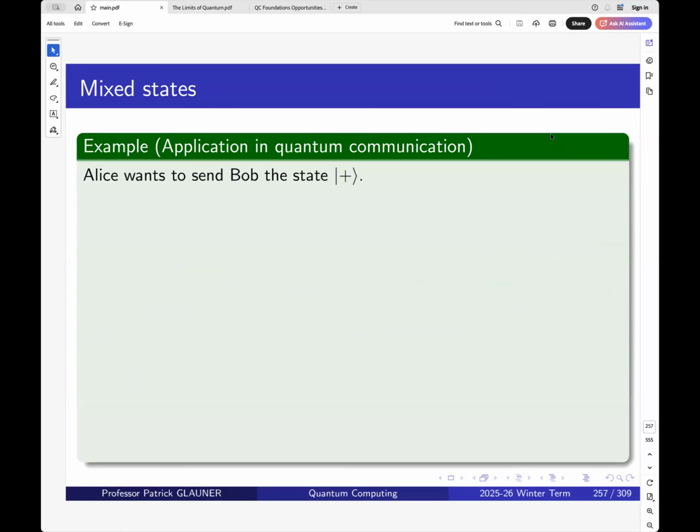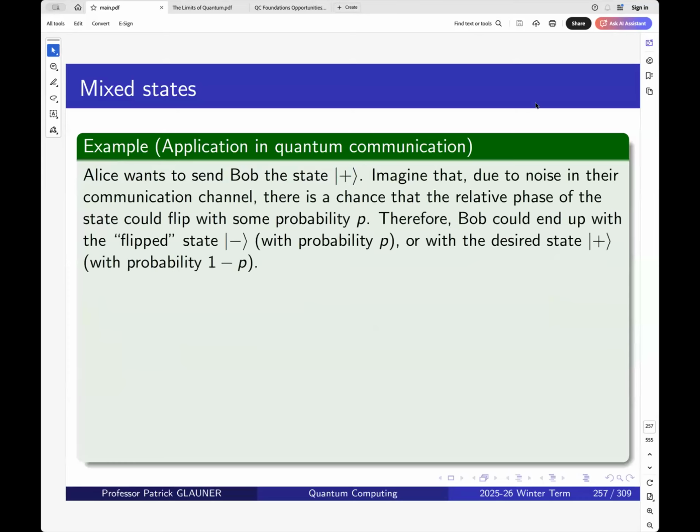And there's one example in quantum communication. For example, Alice wants to send to Bob the state plus ket. And because there is noise in the communication channel, there is some chance that the phase of that state plus ket could flip with some probability p.